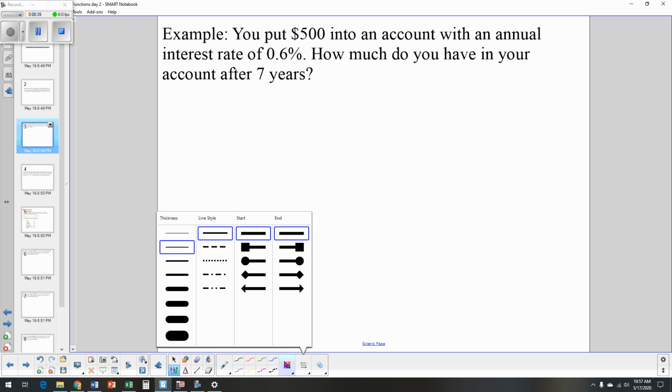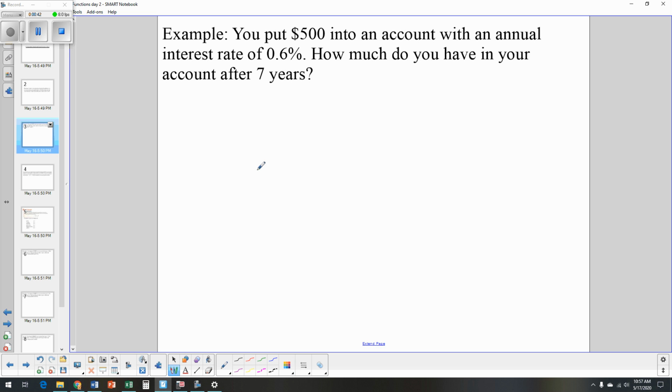So we're going to look at this as the initial amount. We'll say y equals, the initial amount is 500. It's growth, so it's going to be 1 plus 0.6% as a decimal. We know we have to move the decimal place over twice, so that's going to be 0.006. And it's raised to the t power, and in this case, t is 7. So this is what we're evaluating.